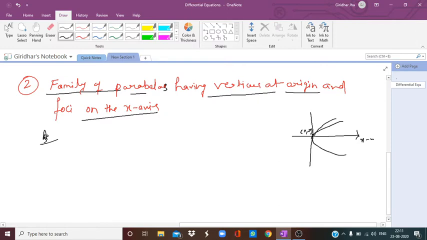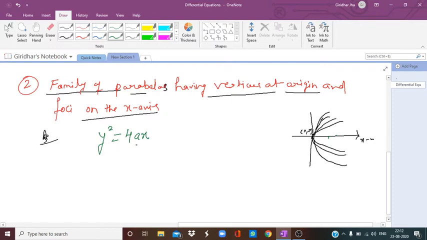So these are the parabolas, family of parabolas, where vertex is 0 comma 0, fine. We have to find the differential equation of this family. So now all of you are aware in such a situation what is going to be the equation of parabola? Y square equals 4ax, fine. A is your focus, a comma 0, fine.